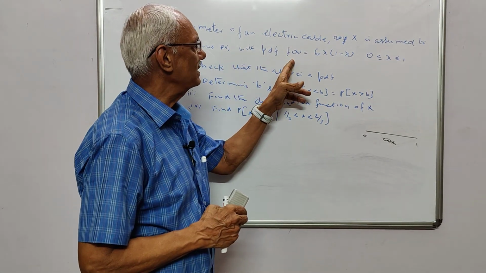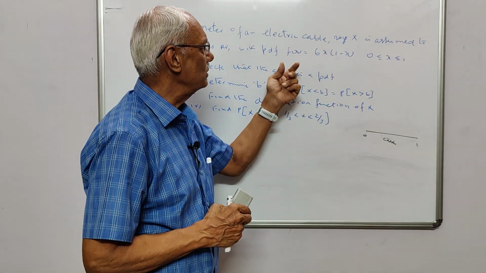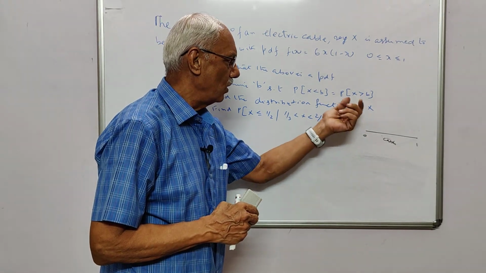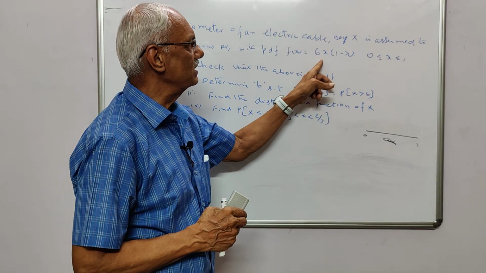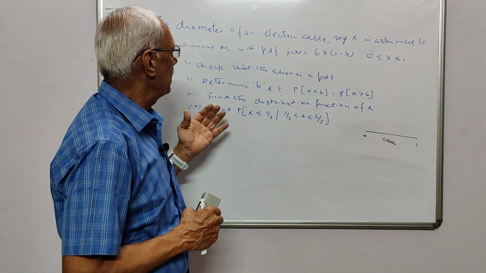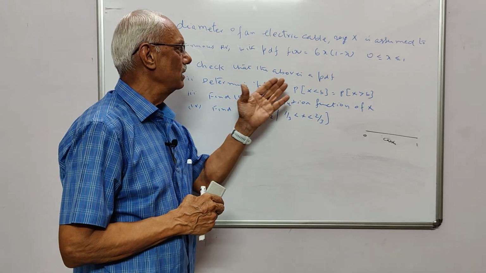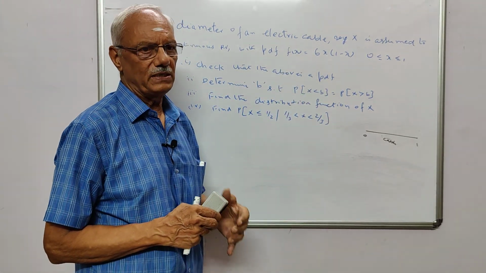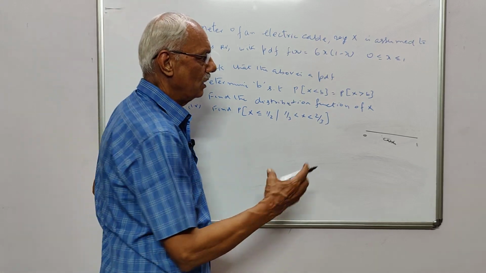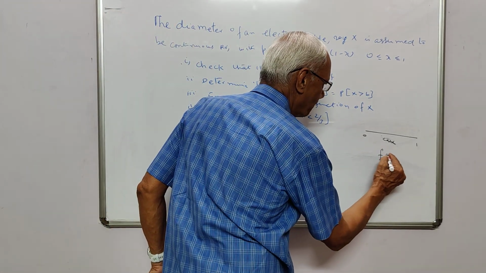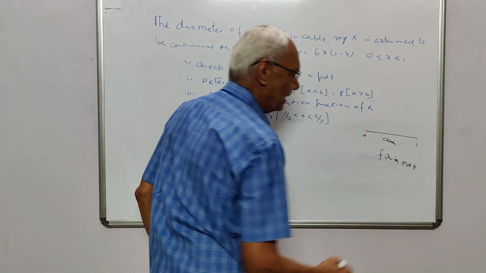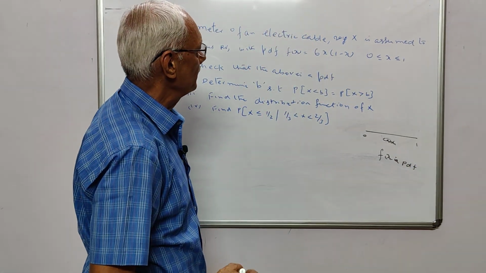It is given that f of x is 6x into 1 minus x. So wherever this probability density function on x, its value is equal to 6x into 1 minus x. Now you are asked to check whether the above is a PDF. I told you that if you call this f of x a PDF, what is the meaning of that? A probability density function.